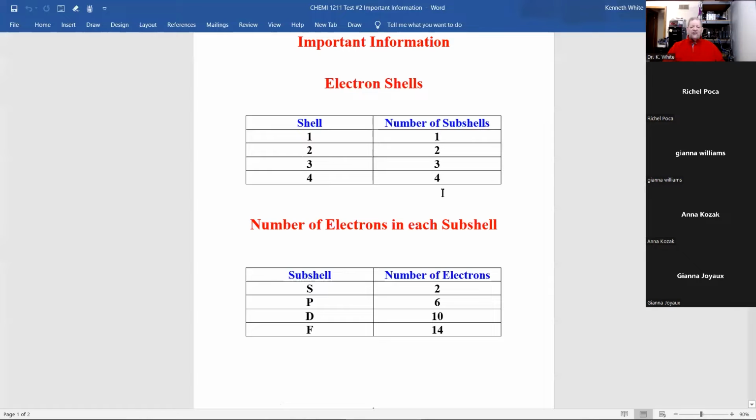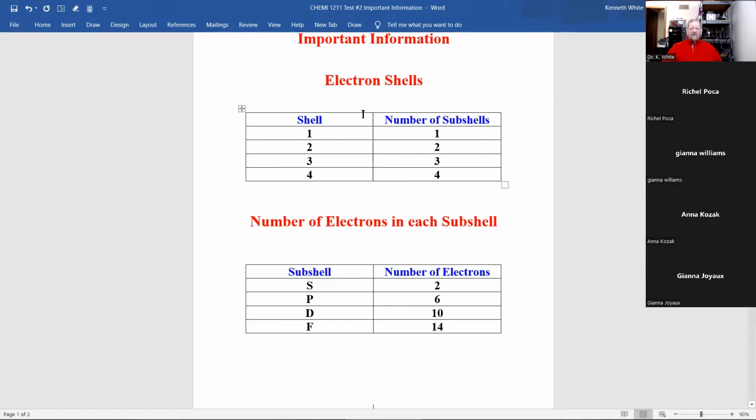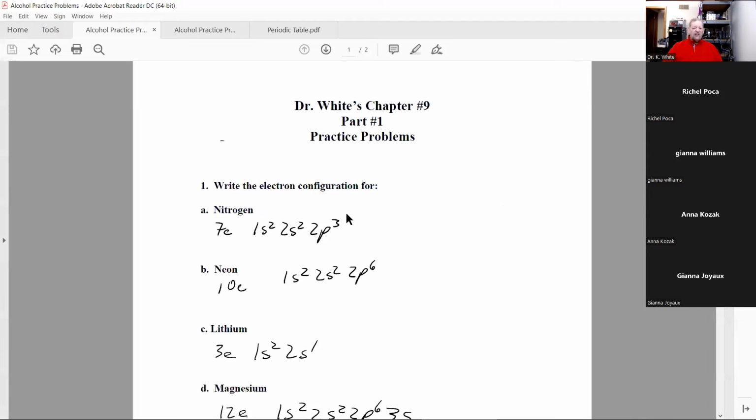All right, on your screen right now, you should see important information test 2. This will actually be test 1, which I'll have to change on Blackboard today or tomorrow. But you'll be given the name and number of the electron shells and the number of electrons in the name of each subshell. Remember, at the top is lowest energy. When you go down, higher energy. So let's look at this practice problem. And it says, write the electron configuration for.